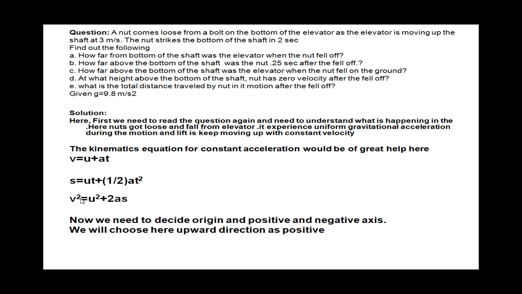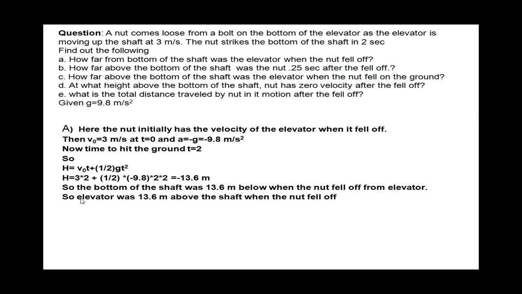For these types of questions, we need to decide the positive and negative axis, because velocity is a vector quantity. So in this example, let's take the upward direction as positive and the downward direction as negative. For the first question, what is given? The initial velocity u is 3 meters per second for the nut, since it's moving upward, because when it fell off it had the velocity of the elevator. Acceleration is minus 9.8 meters per second squared because it's acting downward. It is given that it hits the ground in 2 seconds.